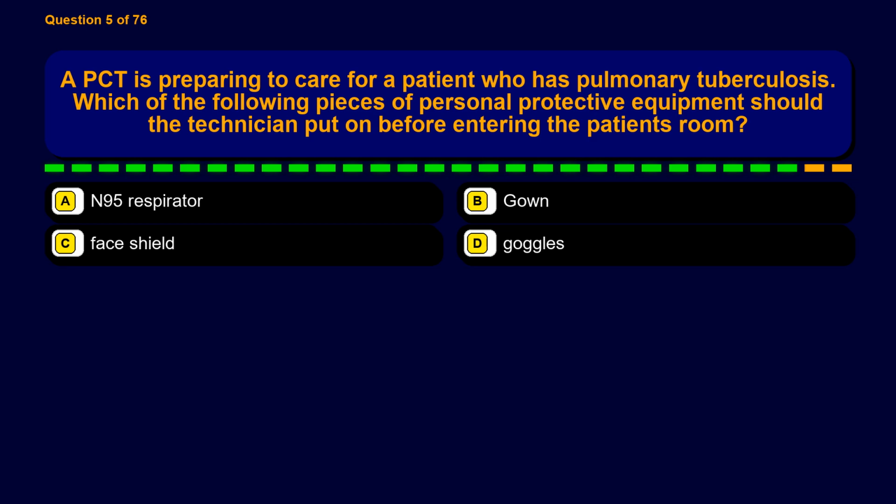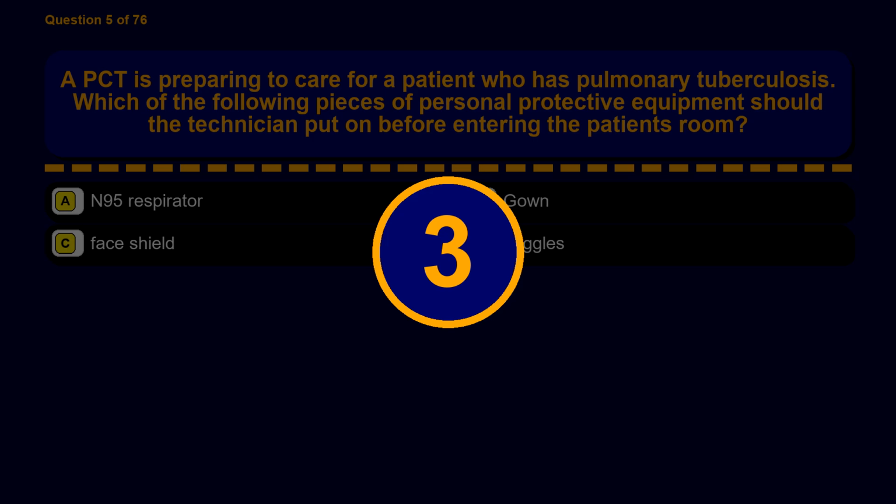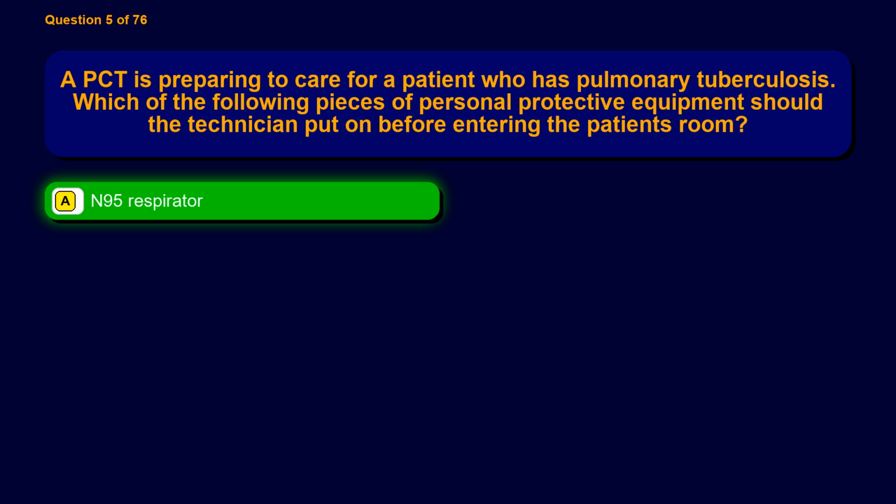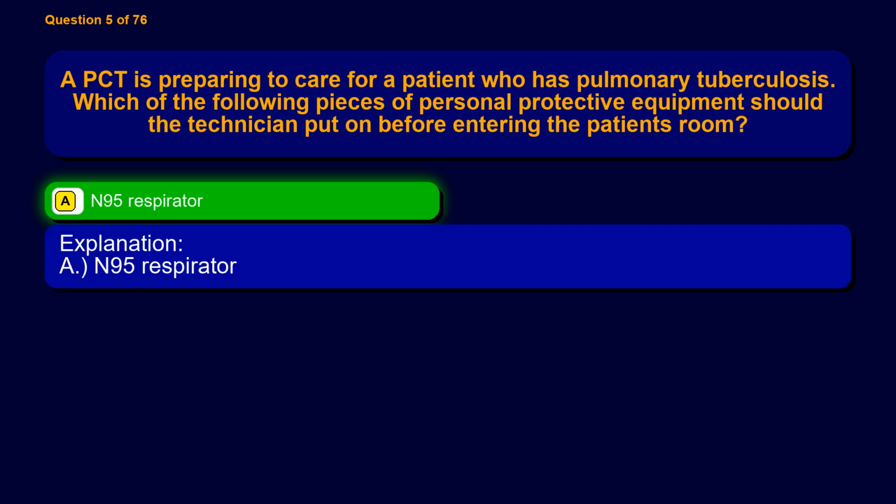Question 5. A PCT is preparing to care for a patient who has pulmonary tuberculosis. Which of the following pieces of personal protective equipment should the technician put on before entering the patient's room? Option A, N95 respirator. Option B, gown. Option C, face shield. Option D, goggles. The correct answer is option A, N95 respirator.